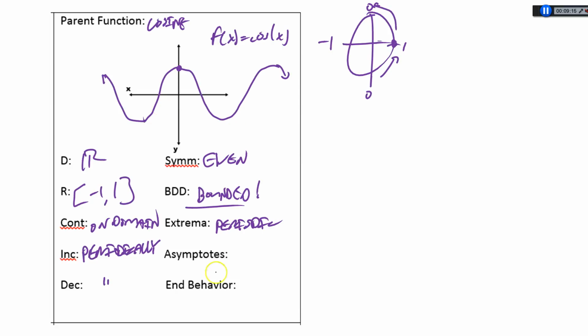Let's see. Asymptotes, we don't have any. And our end behavior, once again, if we go to the right and the left, we oscillate. It goes up and down. But I'm just going to say never. Or none. None would be better. Cool.